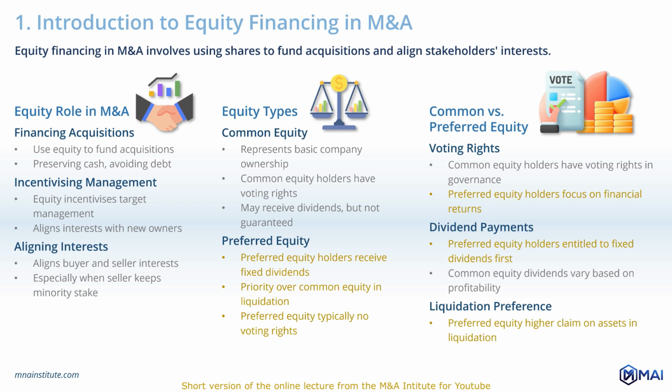Liquidation preference. In the event of liquidation, preferred equity holders have a higher claim on the company's assets compared to common equity holders. This means they are paid out before common shareholders, providing a level of security to preferred investors.